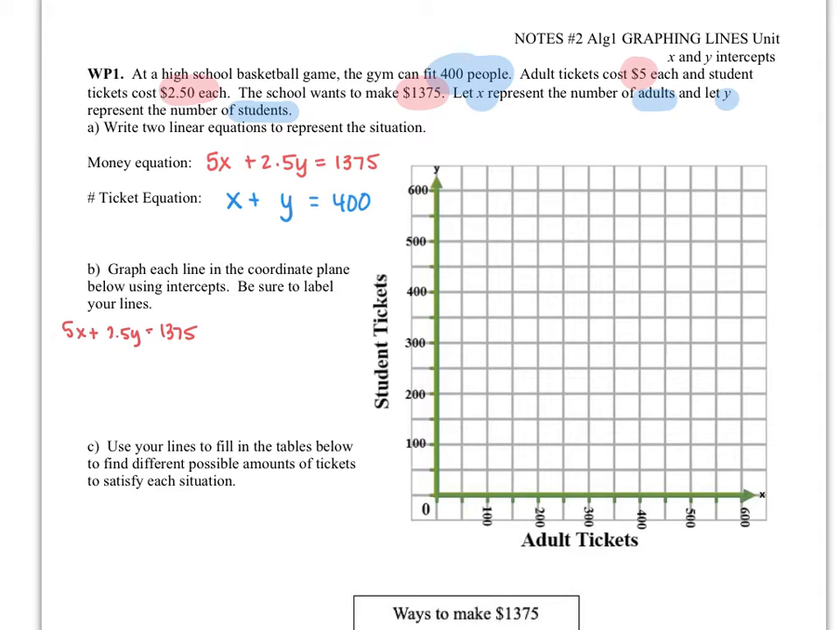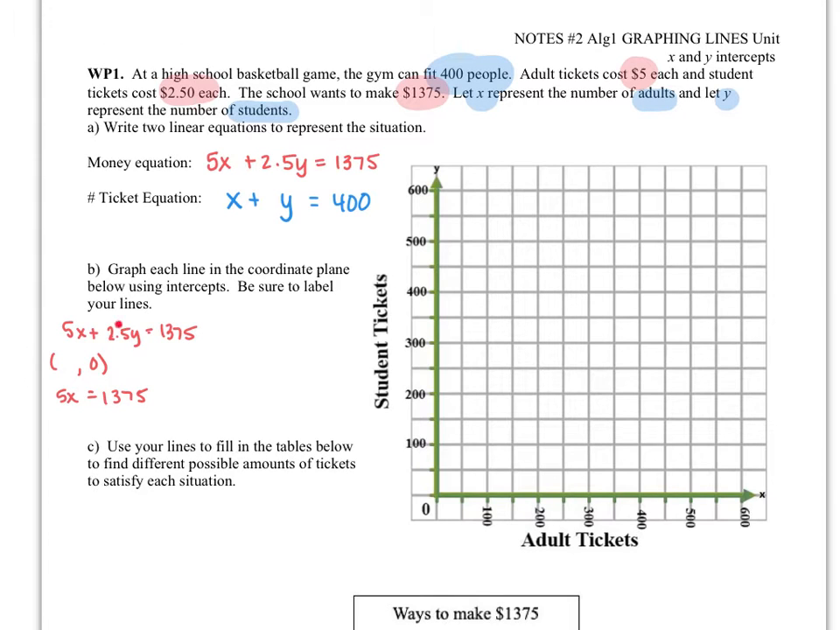Now I learned that when I'm finding an x-intercept, I know that the y-coordinate is 0. So that means that I'm trying to find this missing number when y is 0. And so if I were to replace y with 0, I would get 5x plus anything times 0 is 0, so I'd be adding 0, so I don't even really need to show it, and then equals 1375. If you feel more comfortable actually putting 5x plus 2.5 times 0 equals 1375 and doing it out, you're more than welcome to do that.